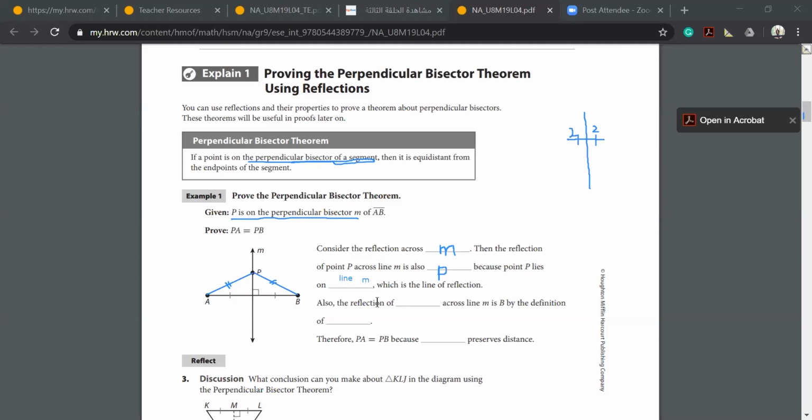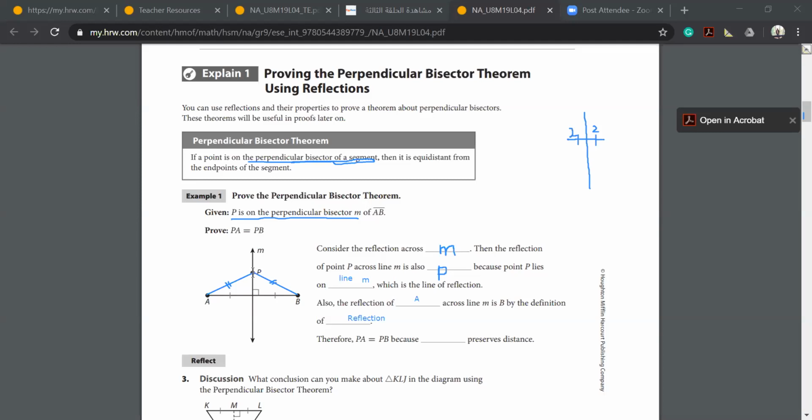Also, the reflection of A across line M is B, by the definition of reflection. So point P, its reflection is the same. And here the reflection of A is B.